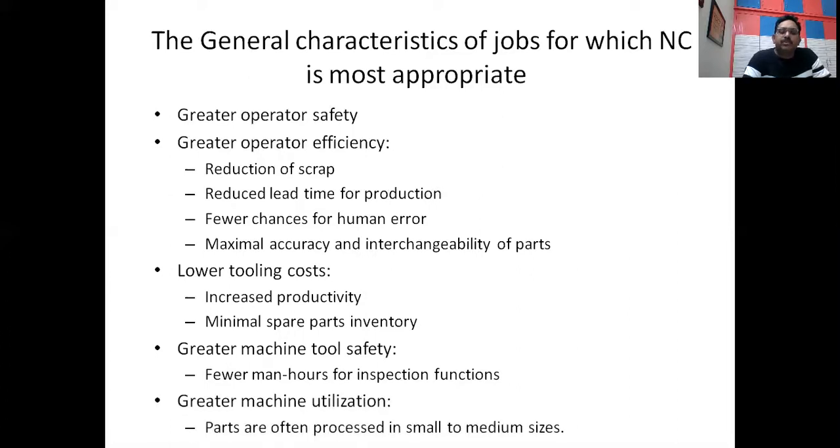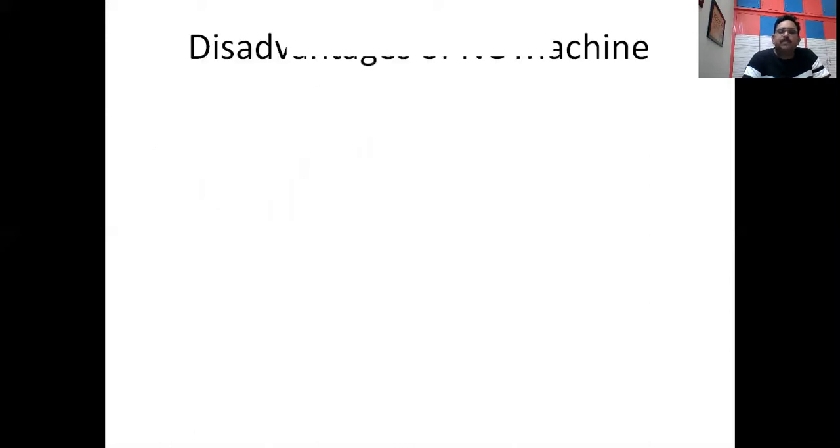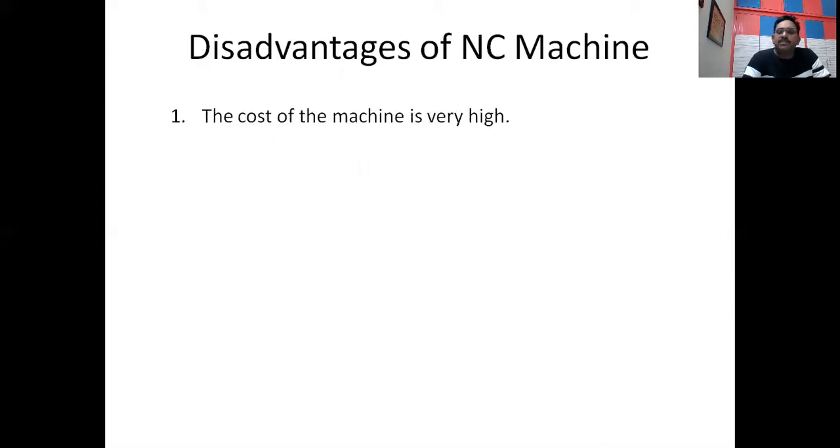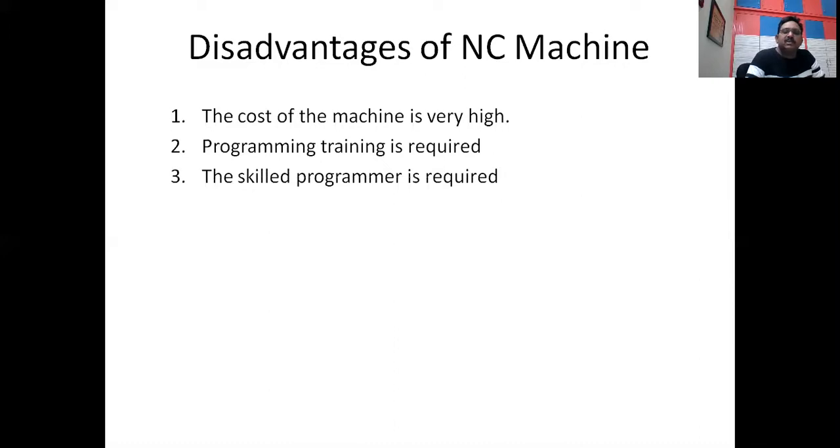And greater machine utilization, parts are often processed in small and medium sizes. Now, what are the disadvantages of NC machine? The cost of the machine is very high, obviously, when compared to the traditional, because a machine control unit will be there, punched tape readers will be there, and programming training is required. How to write the program is very important, and we have to give some training for it. So that is the disadvantage.